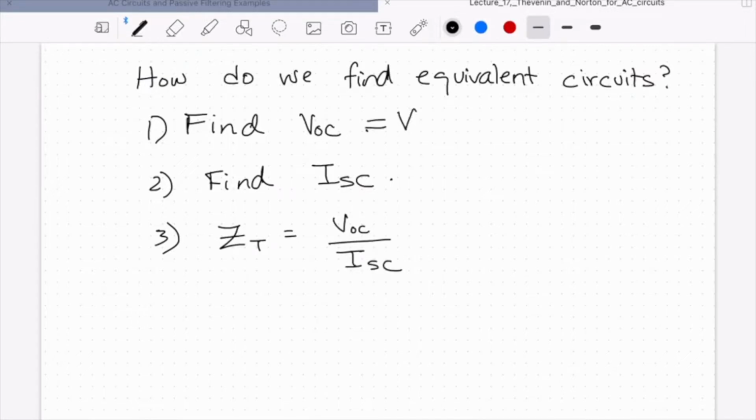Of course, the open circuit voltage is the Thevenin's voltage, and the short circuit current is the Norton's current. That, together with the impedance, gives us two equivalent circuits, the Norton equivalent circuit and the Thevenin's equivalent circuit.